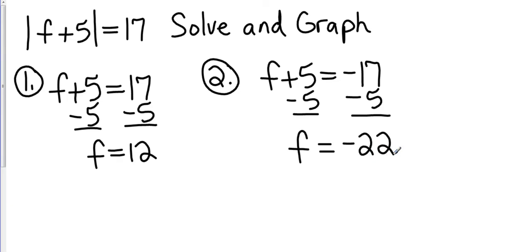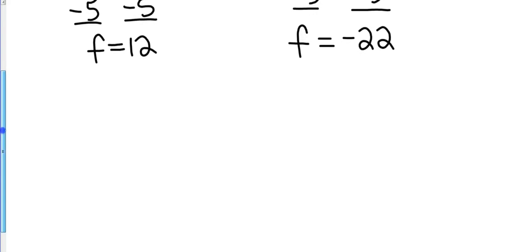Now let's set those back in there real quick. 12 plus 5 is 17. That gives me a distance away of 17. Let's plug in the negative 22. Negative 22 plus 5 is negative 17. And the distance from negative 17 to 0 is 17. So I know that these two will work.